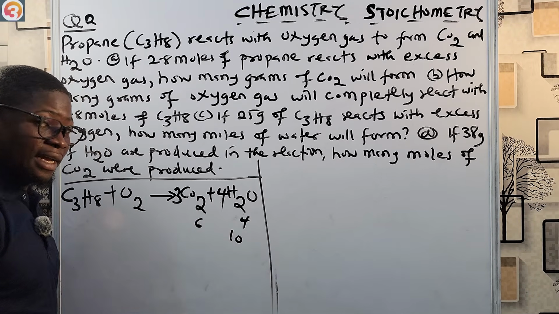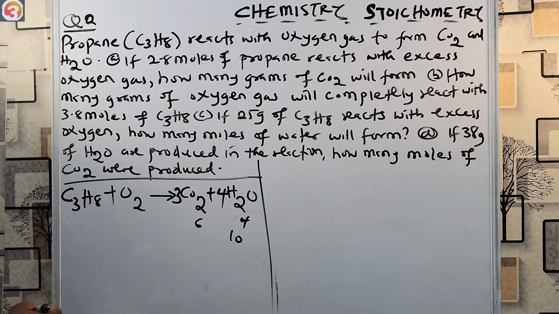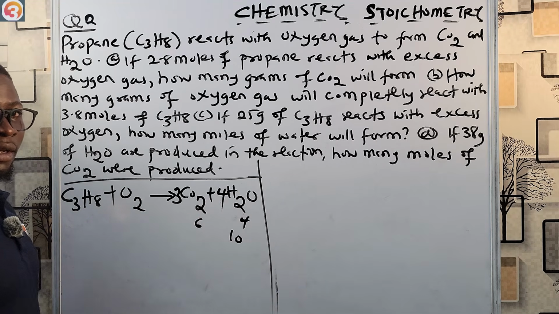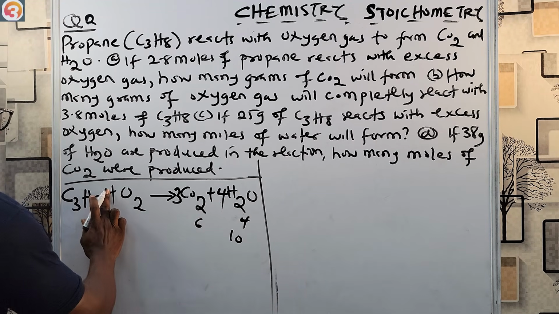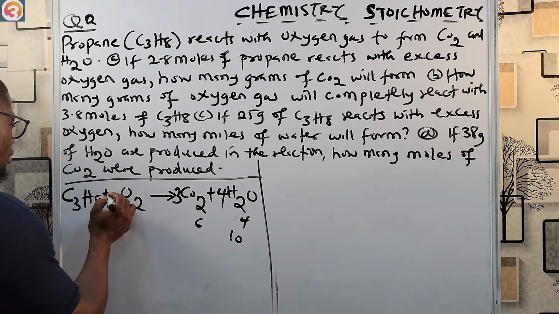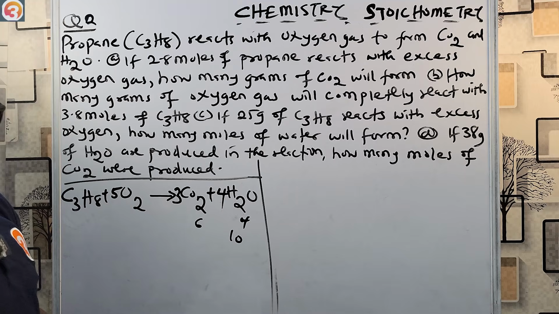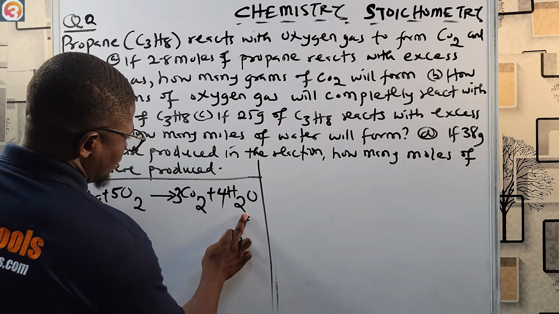Right. So now how many atoms of oxygen do you have on the reactant side? We have just 2. So what can we do to make the number of atoms of oxygen 10, just like the product side? It's just by adding 5. If we add 5 here, we're going to have 10 atoms of oxygen. That will make our reaction balanced.